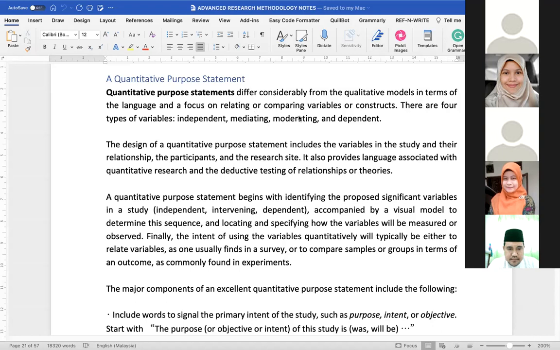Assignment 1 is just the initial plan. So you need to write the problem statement, research questions, research objective, contributions of the study, a little bit of literature review, and a little bit on the research method that you use.